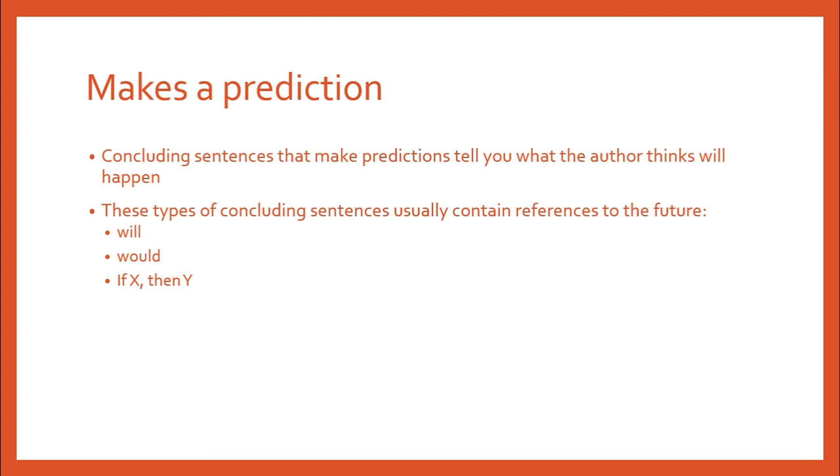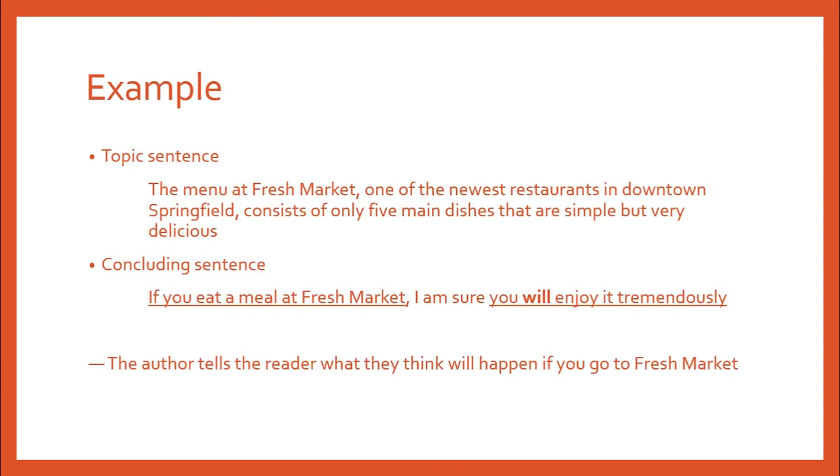So an example of that would be something like, if you go to the Grand Canyon, then you will have a good time. And that's something that the author of the paragraph can't know for sure, but they're guessing or letting you know what they think will happen if you do a certain activity. In this example, go to the Grand Canyon.